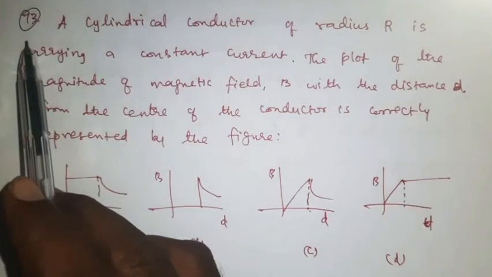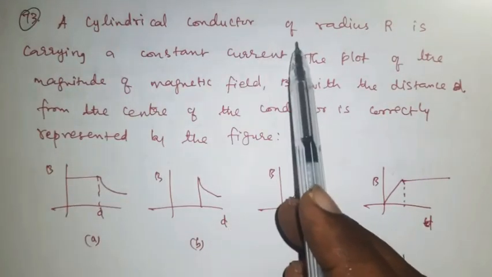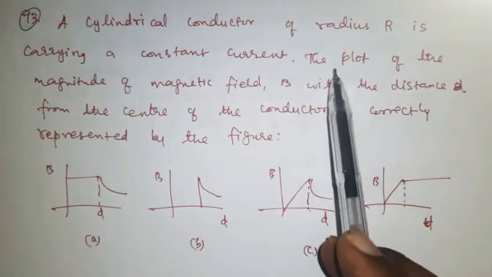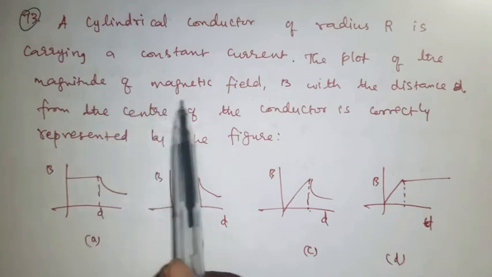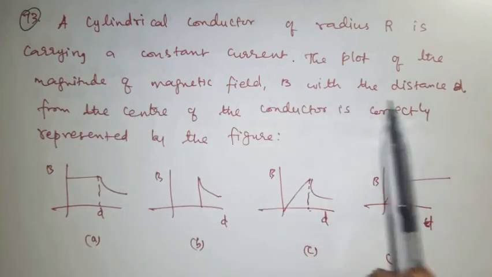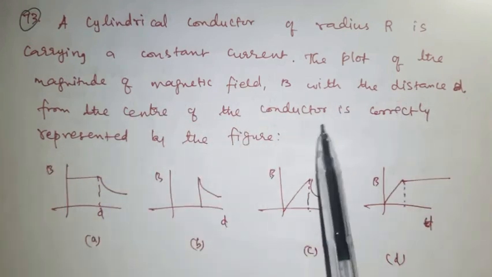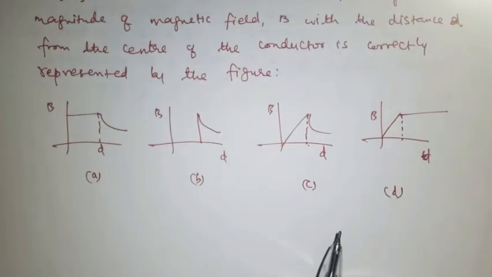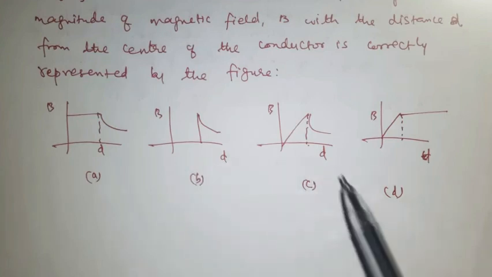Question number 73. A cylindrical conductor of radius r is carrying a constant current. The plot of the magnitude of magnetic field B with the distance d from the center of the conductor is correctly represented by the figure. Now we have to select the correct graph.